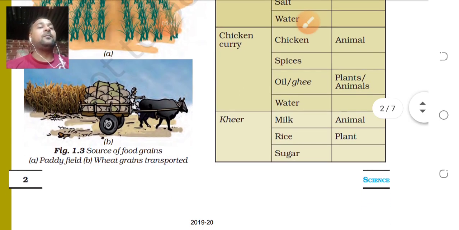Okay, kheer. So for kheer, first of all milk is required. Milk comes from animals. Rice comes from plants. Sugar comes from plants.